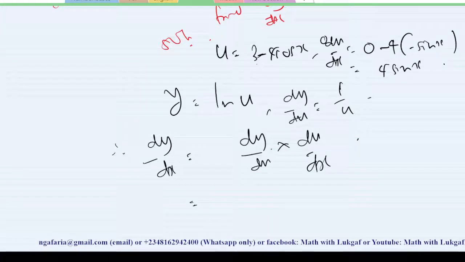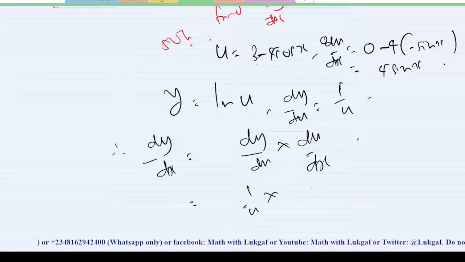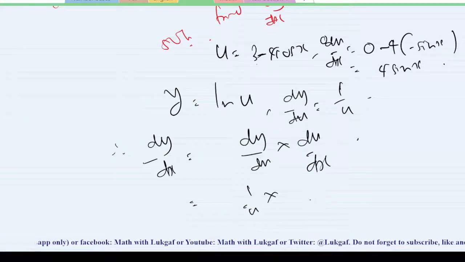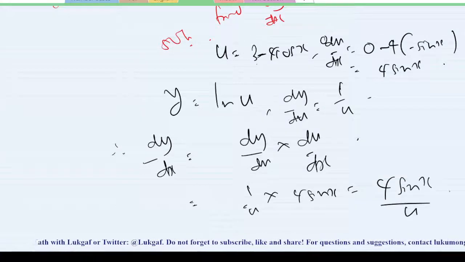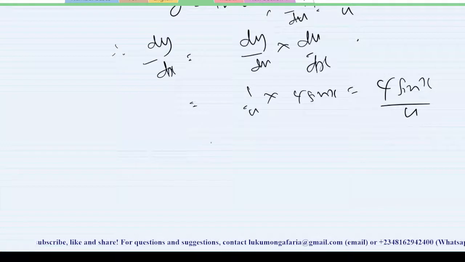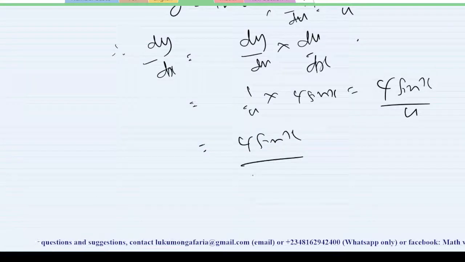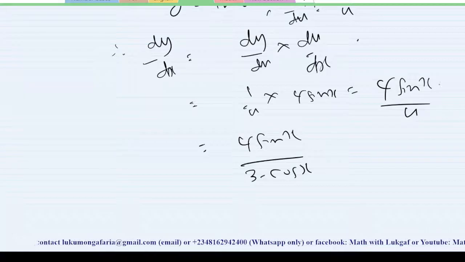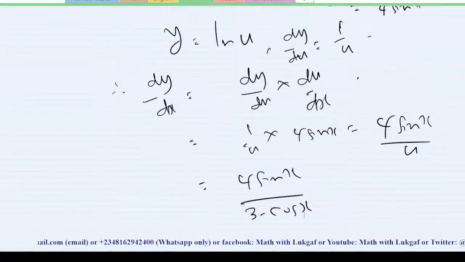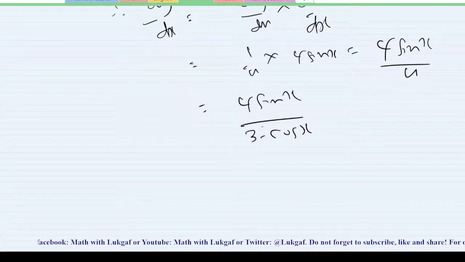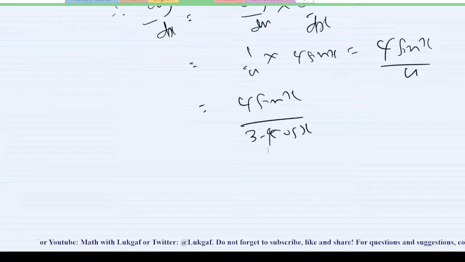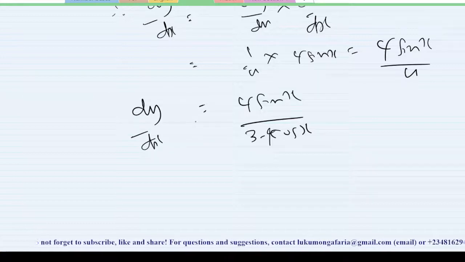And your dy/du is 1 divided by u, multiplied by du/dx, which is 4 sin x. That will give me 4 sin x divided by u. And don't forget, my u is nothing but 3 minus 4 cos x. Let me check it very well. Am I correct? Yeah, 3 minus 4 cos x. So therefore your dy/dx will be this. Can you see it is very simple?